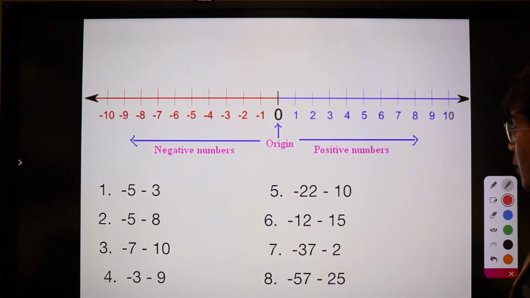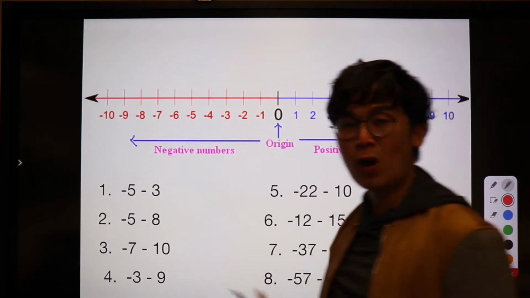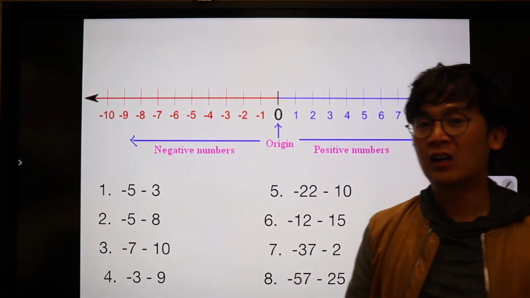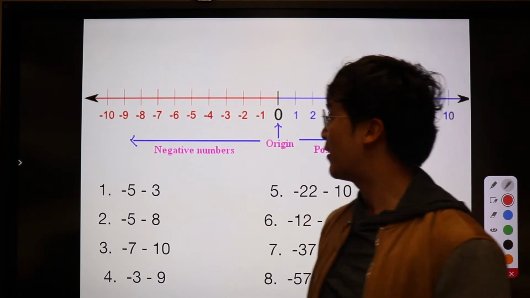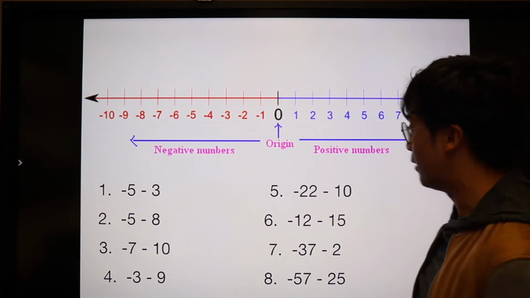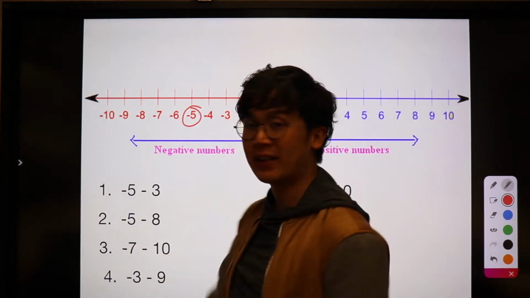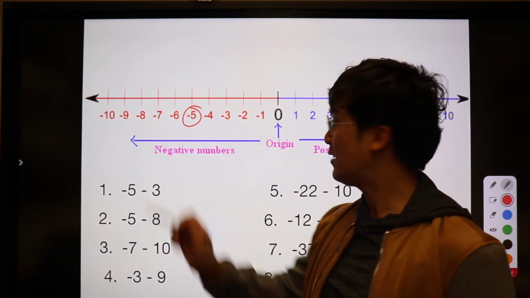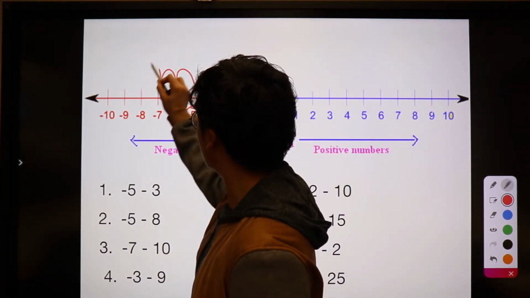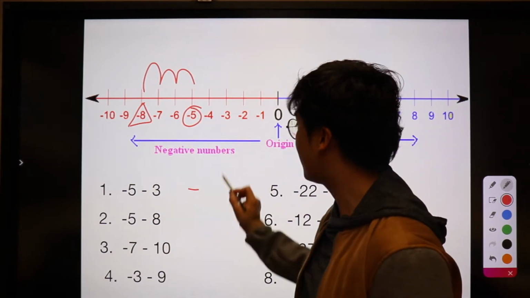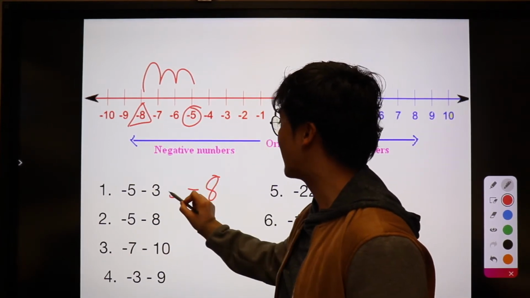Now, next set of problems, we'll have problems involving 2 negatives or subtraction of negative numbers. So if number 1 is negative 5 minus 3, using what we did a while ago, negative 5 means you will start at negative 5, and you're going to move 3 units to the negative number. So we have 1, 2, 3. So our endpoint is at negative 8, so our answer is at negative 8.